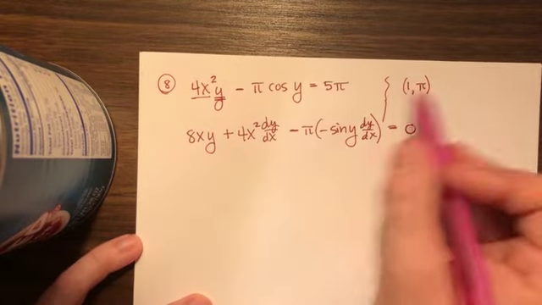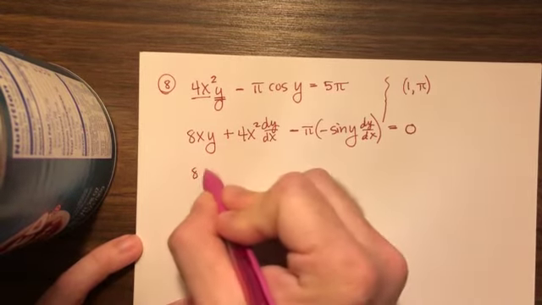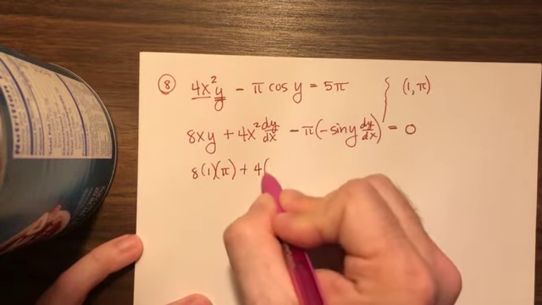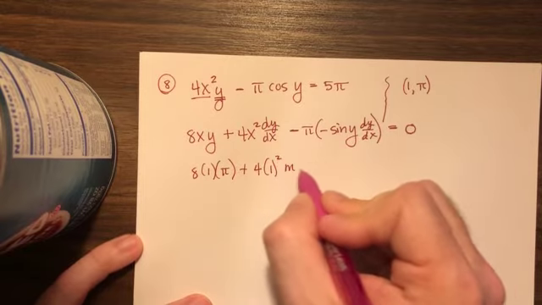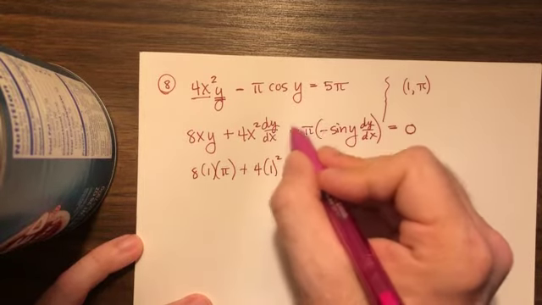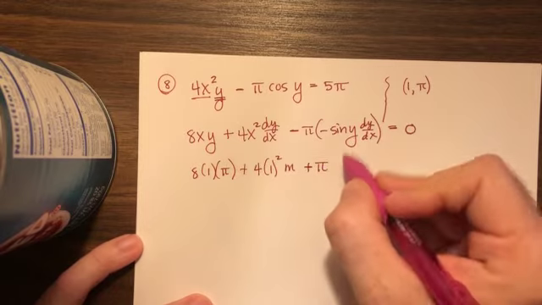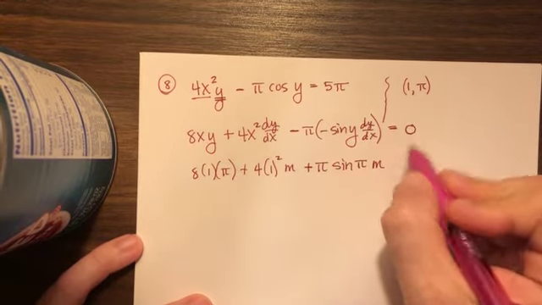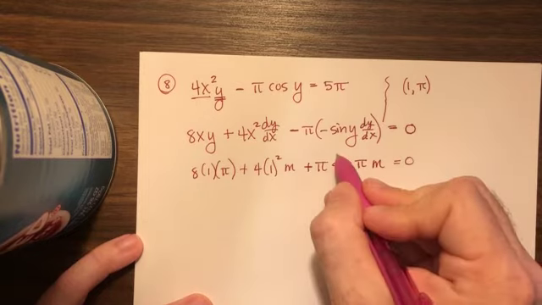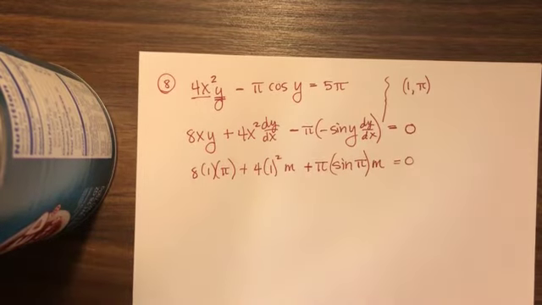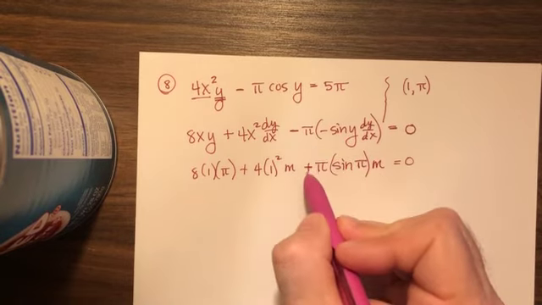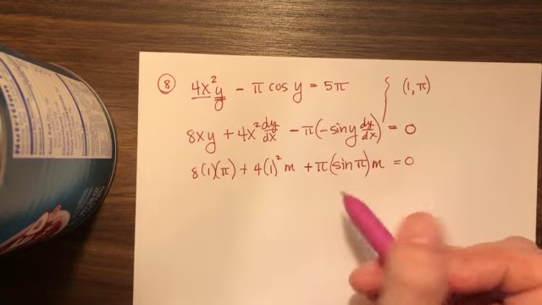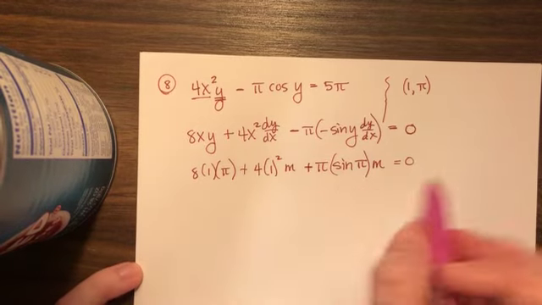Okie dokie. Now let's plug in some numbers. We got 8 times 1 times pi. We got 4 times 1 squared times m. Sorry, I'm singing. These two negatives become positive. We got pi, and we got the sine of pi times m. So let's put parentheses around sine of pi. Okay, so the two negatives became positive. There's pi, there's sine of y, but instead of y, it's pi. Am I rapping at this point? What's going on?